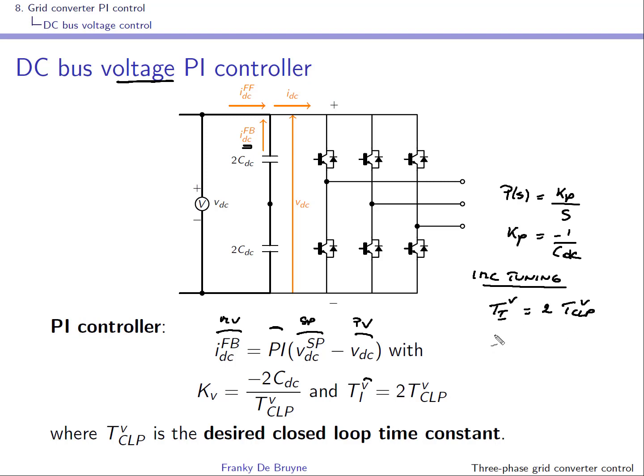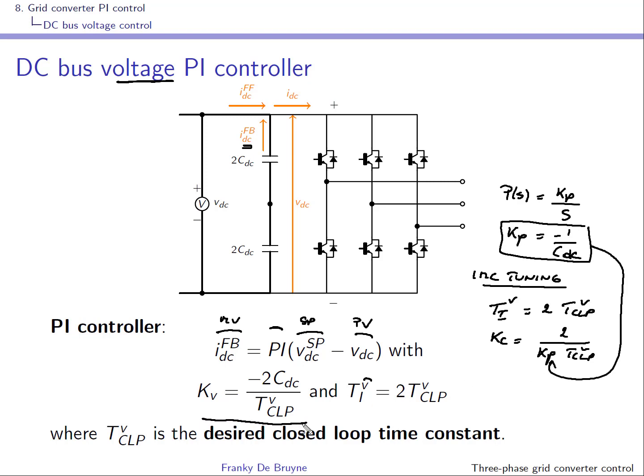And then we know that the gain of the controller is 2 over Kp times this desired closed loop time constant. And if you take this quantity over here and you plug it in over here, indeed you have the gain of your voltage controller.